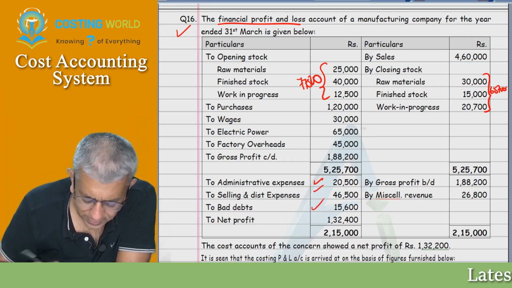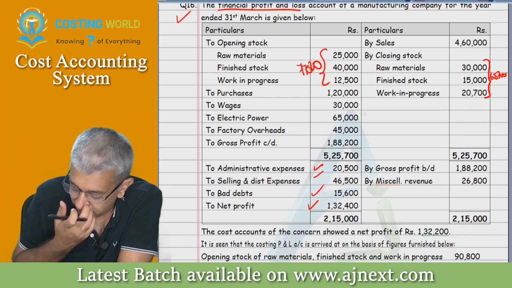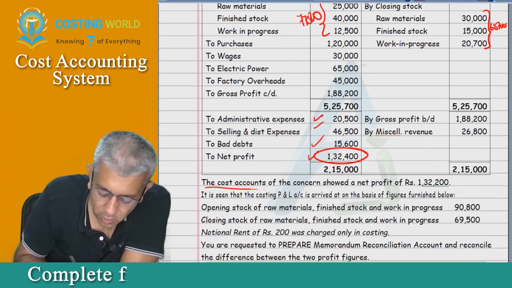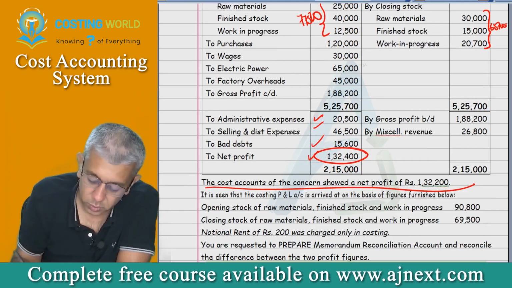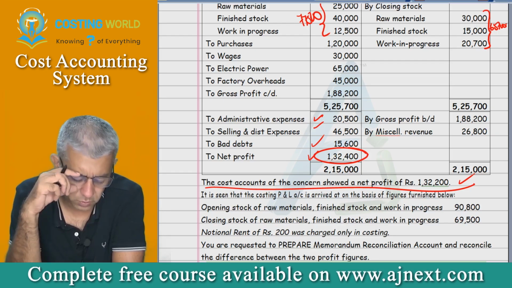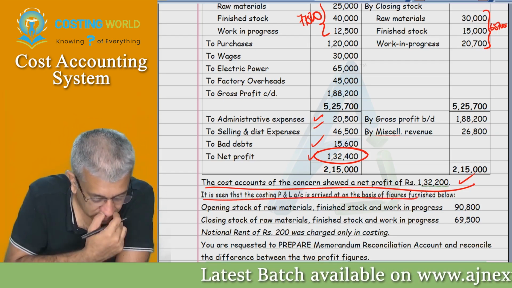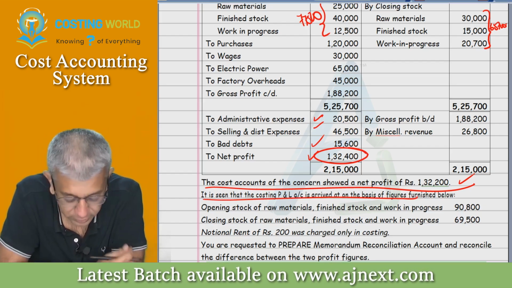Admin, S&D, bad debts. Okay, then net profit. So you all have financial profit with you, 132,400. Okay. The cost accounts of the concern showed a net profit of 132,200. So therefore you have costing profit also with you. Okay, further. It is seen that the costing P&L account is arrived at on the basis of figures furnished below. Now see.